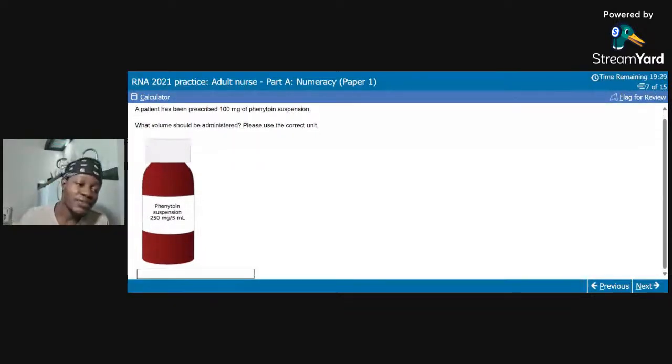Okay. A patient has been prescribed 100 milligram of phenytoin suspension. I thought we did this earlier. What volume should be administered? Please use the correct unit.